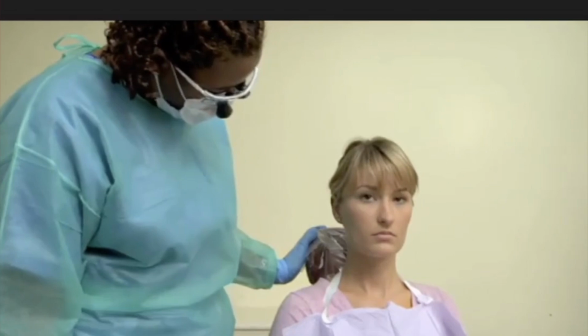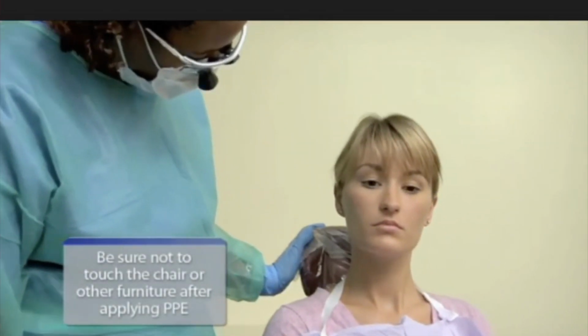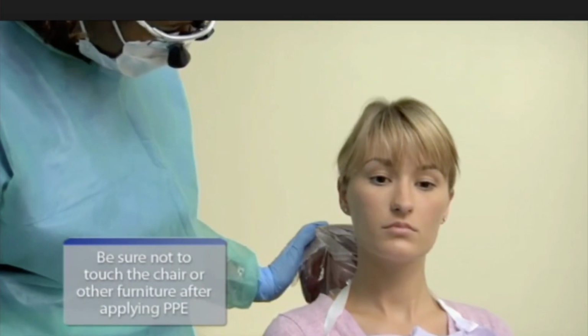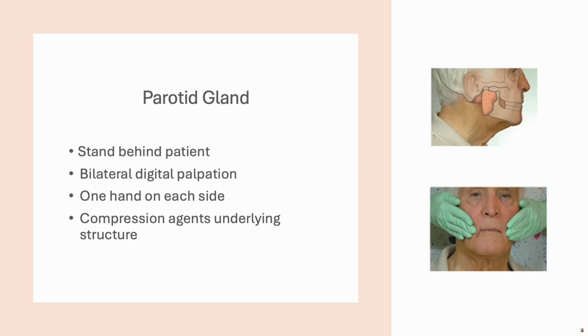After putting on personal protective equipment, observe the head, face, eyes, and neck. Evaluate the skin of the face and neck. Now continue to the parotid glands. Stand behind the patient, bilaterally, digitally palpate with one hand on each side, using compression against underlying structures.